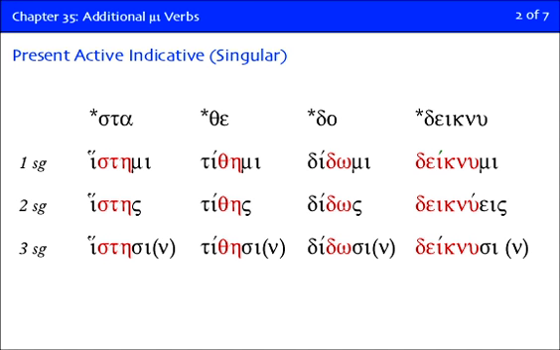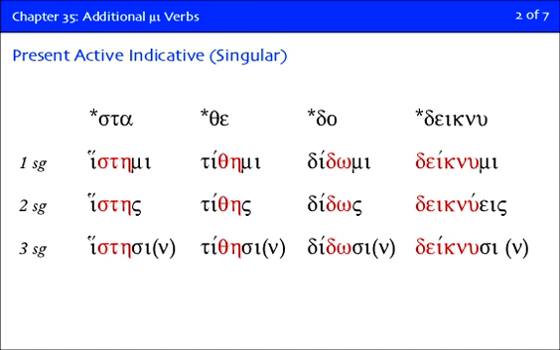So what you can do on these words is you can go through the rows and see the same thing happening, with a little extra twist. The reduplicated sigma goes to a rough breathing. The reduplicated theta goes to a tau. Other than that, it's the same thing. And then you can go vertically down the columns and see the same things happening.